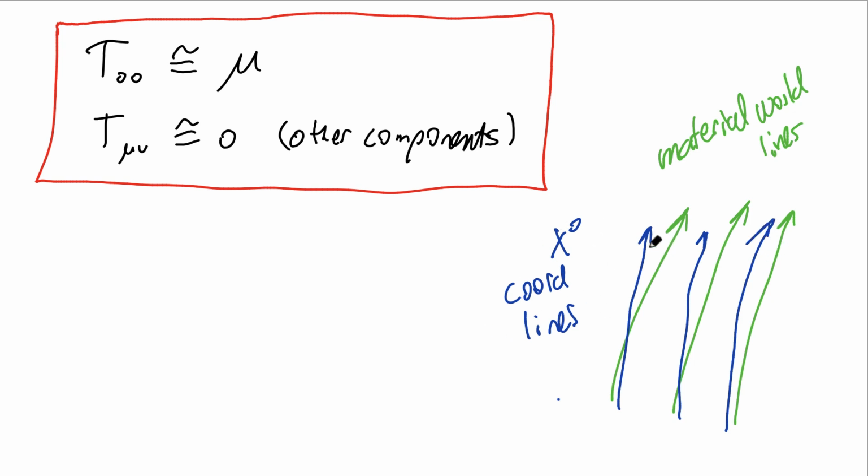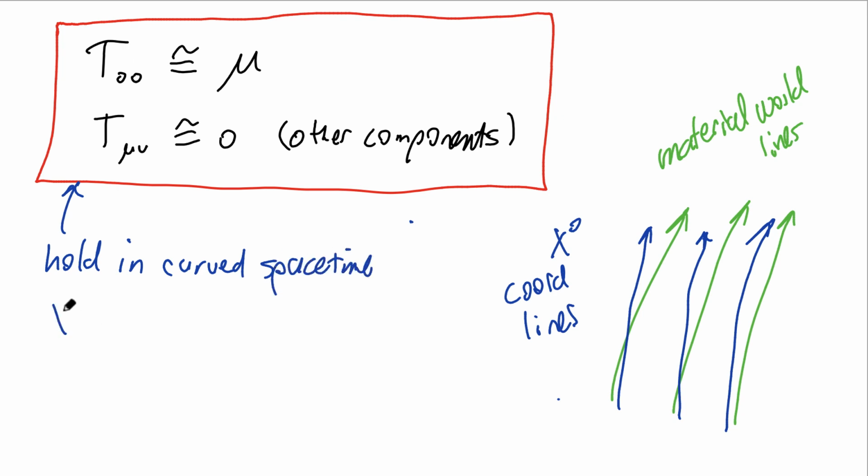So we need to ensure that those are close so that the velocity of the material as seen by an observer moving along one of these x0 coordinate lines, that ordinary velocity, is small compared to the speed of light. And if that's the case, then the dominant rest energy part of the stress energy momentum tensor will appear in the 0,0 component. So the principle of equivalence tells us that this result holds in curved space-time, assuming the x0 coordinate lines are approximately lined up with the material world lines.